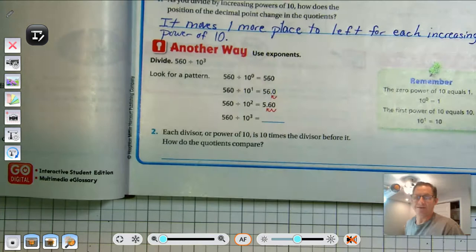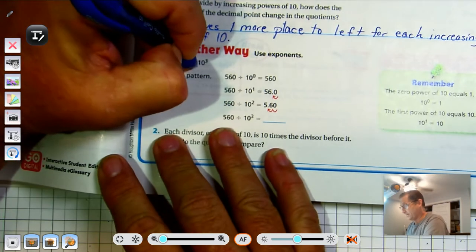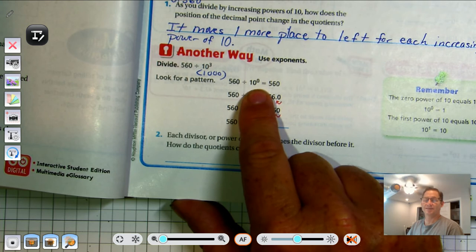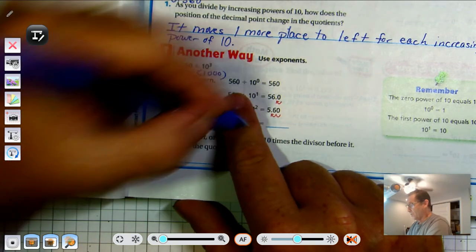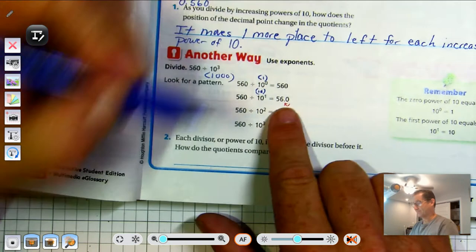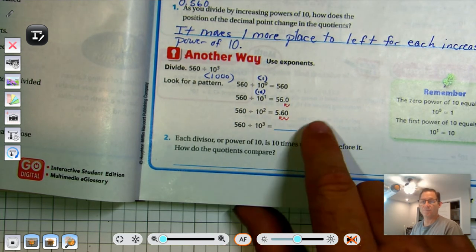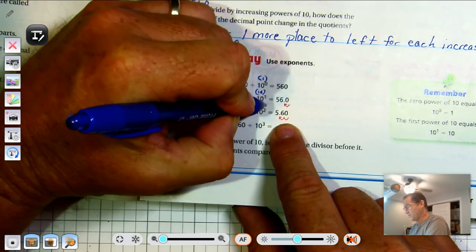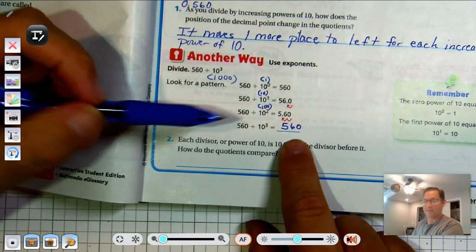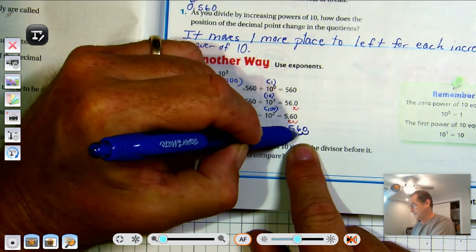All right, so let's use that idea of exponents. So 560 divided by 10 to the third. Well, what is 10 to the third? 10 to the third is the same as 1,000. And 10 to the 0 power is just 1. So 560 divided by 1 is 560. 560 divided by 10 is 56. So 10 to the first tells you move the decimal point 1 place to the left. 10 to the second power, move the decimal point 2 places to the left. 10 to the second power, you remember, is equal to 100. And 10 to the third power, we'd move the decimal point 3 places to the left.